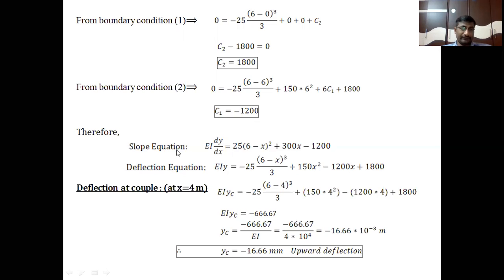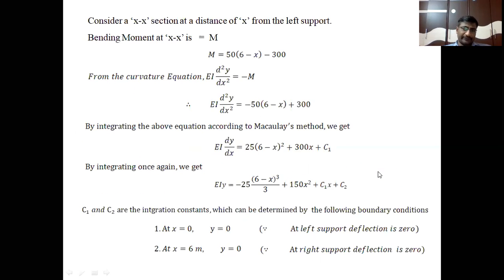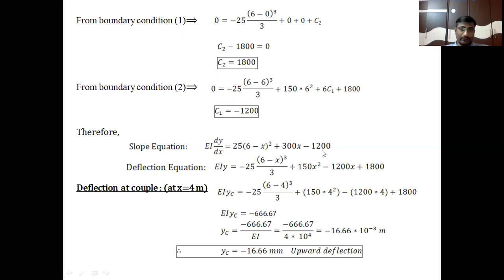After getting the C1, C2 values, substitute in the slope and deflection equations, then we get the final slope equation and final deflection equation. Again I have written these equations by replacing C1, C2 values. C1 is minus 1200, C2 is 1800. These are the final slope and deflection equations after replacing the C1, C2 constants with their values.